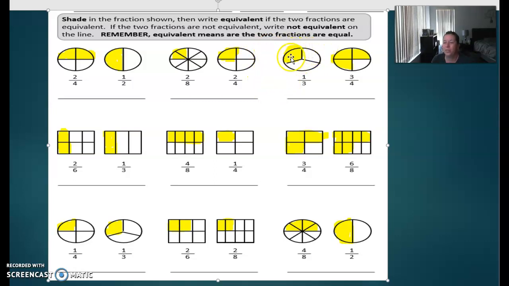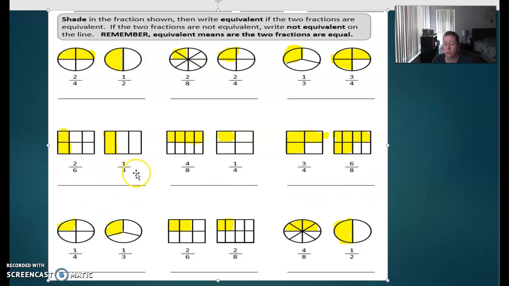Over here, 1/3 and 3/4. Those are not equivalent. Look at that. If I multiplied 1/3 times 2, 1 times 2 would be 2, 3 times 2 would be 6, I'd get 2/6. I don't have anything that would get 3/4. So why don't you go through some of these and try some on your own?